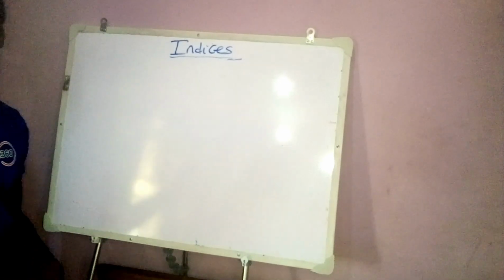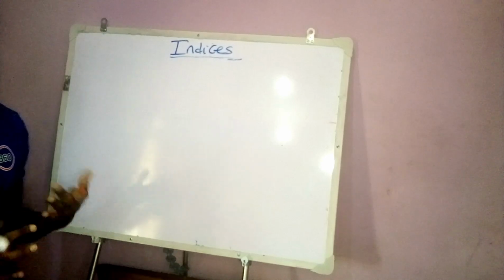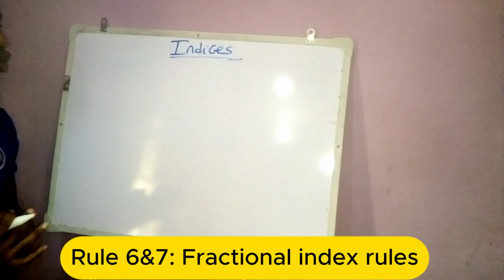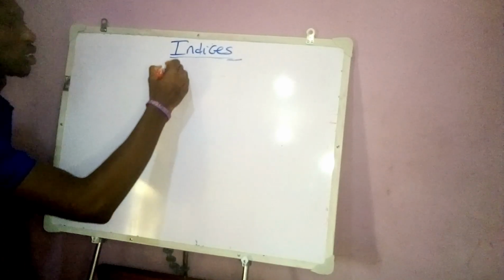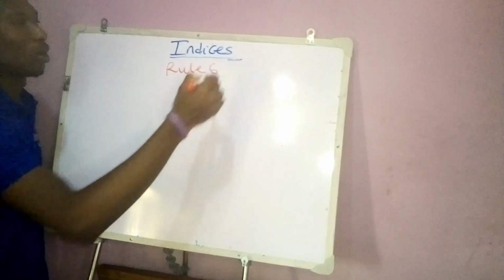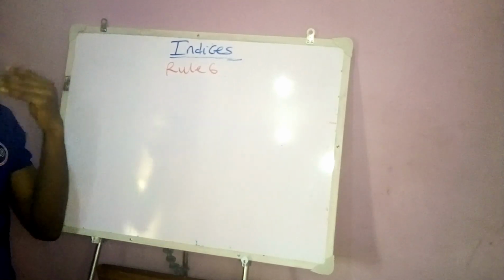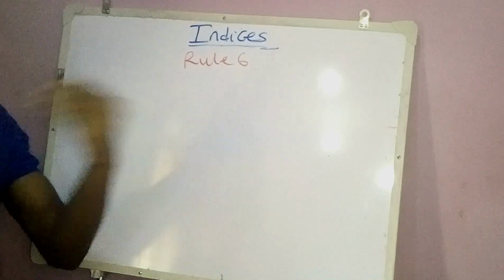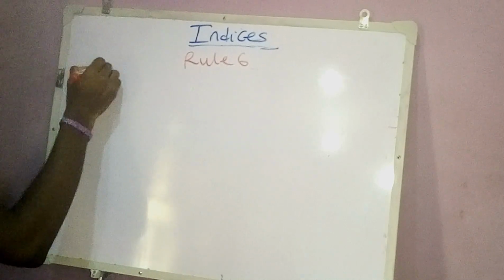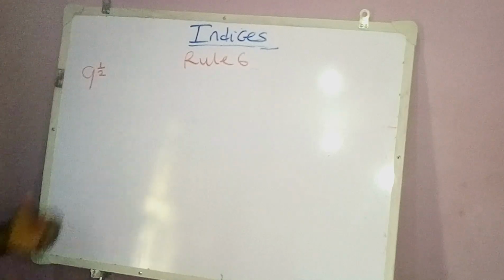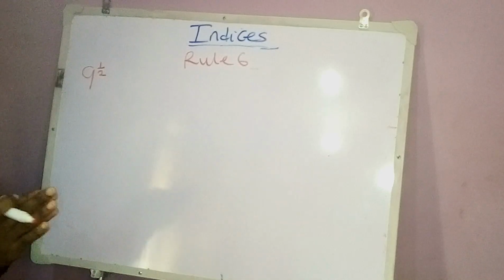So, let's look at the next rules. We'll be looking at rule number 6 and 7. Rule number 6 and 7 are referred to as your fractional index rules. Before we go into giving you the rule, so that we don't just give students the rule, we want you to understand the rule. For rule number 6, if I have 9 raised to the power of 1 over 2, on mere looking at this, you only know the other rules we've taught.